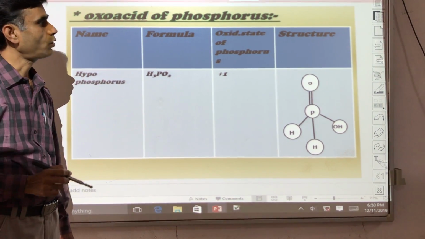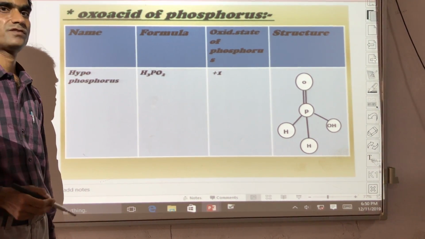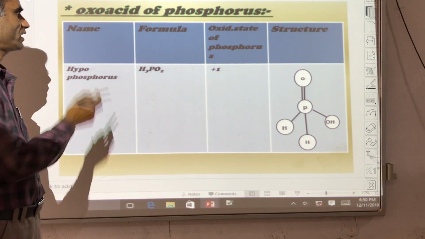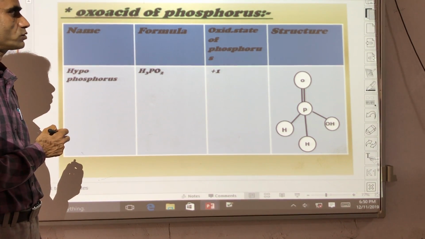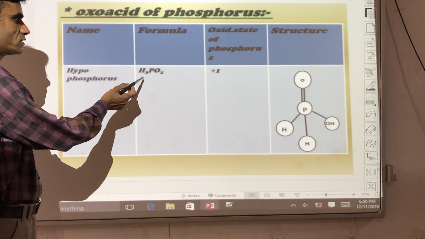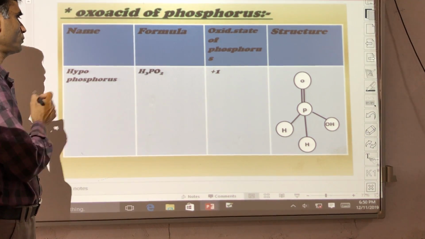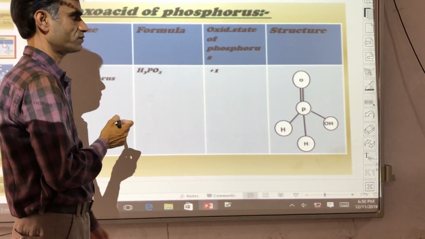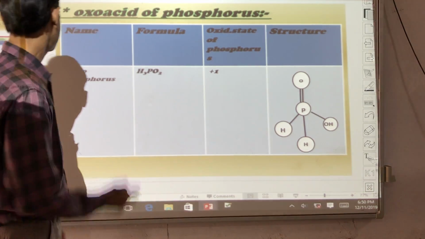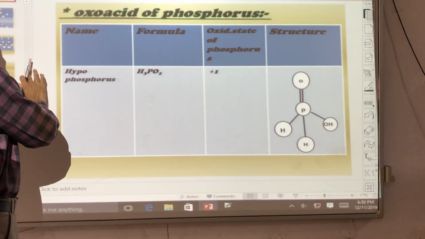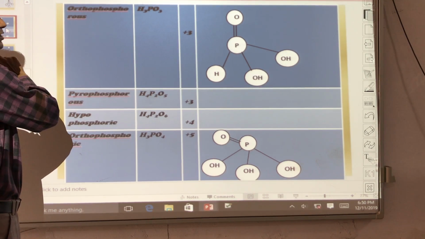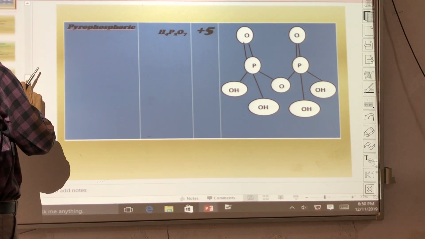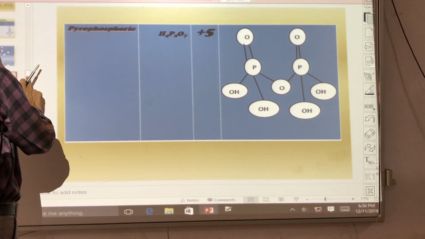Now we pass on to the oxo acids of phosphorus. As we have seen oxo acids of nitrogen, nitrous acid, nitric acid, likewise here also we have different oxo acids of phosphorus. The first one is H3PO2 and its name is hypophosphorous acid. Oxidation state of phosphorus comes to +1. You need to learn the structures of these different oxo acids: H3PO3, H4P2O7 and so on.